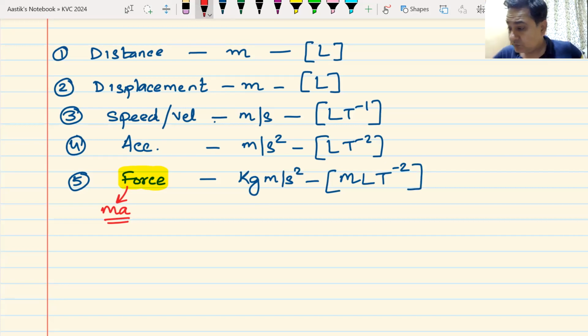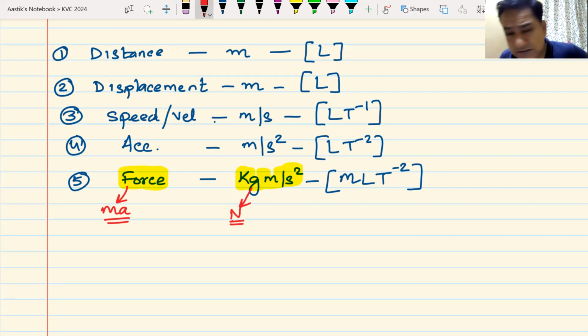Now, it is the time that we understand that this kg meter per second square, which is definitely the SI unit of force, we also call it by one other name, and that is known as Newton, N. So 1 Newton or 1 N is equal to 1 kg meter per second square. That is the SI unit of force. Instead of calling it kg meter per second square, you can also call it Newton. Do we understand this?